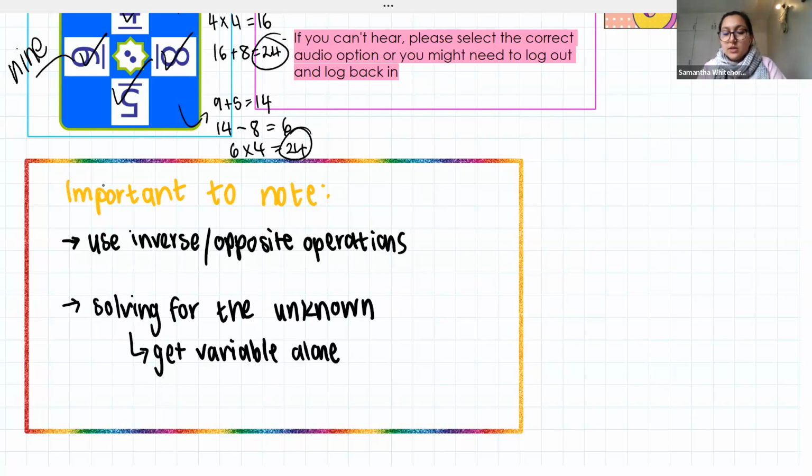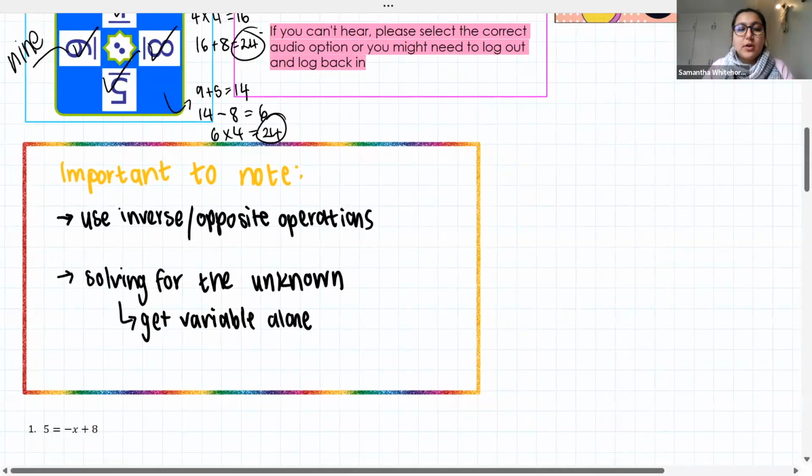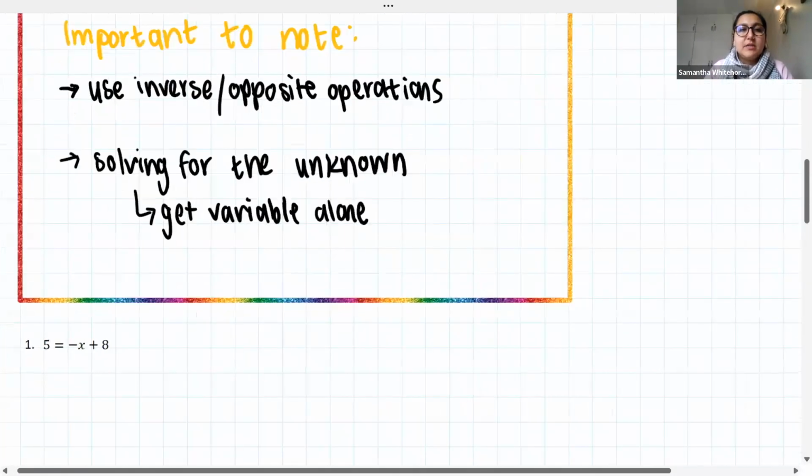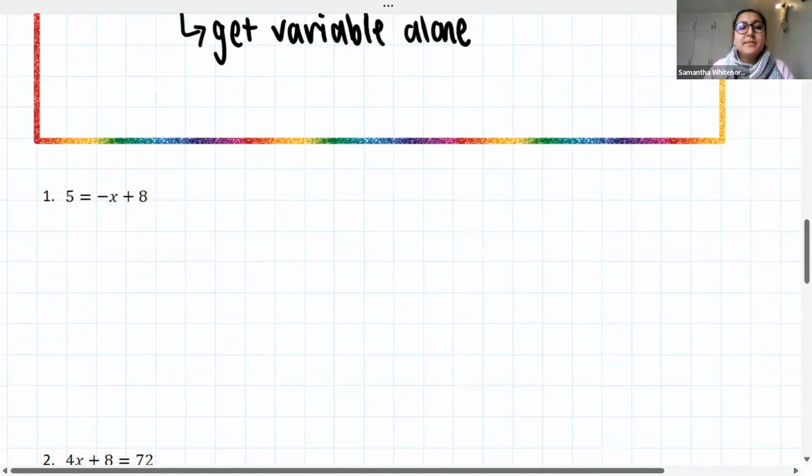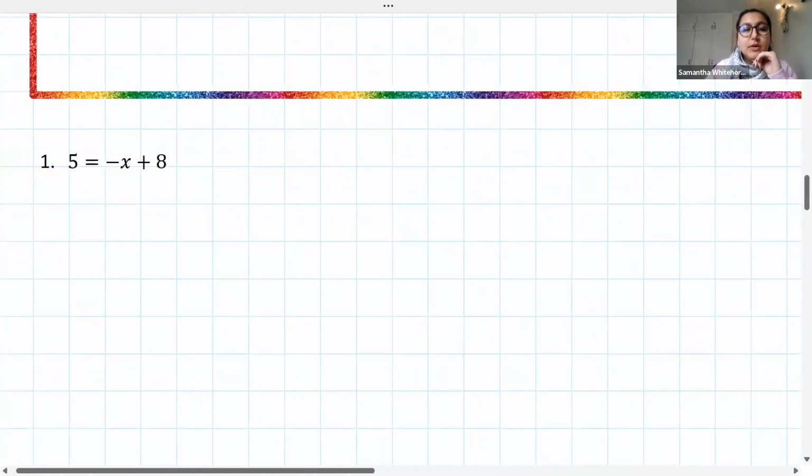All right, so guys, we know this stuff. Like I say, if you need to go back and rewatch the videos, absolutely, they're all online for you. But we're going to start going through our equations, recapping, revising, making sure that we know what's going on. All right, so our first equation we have here is 5 equals negative x plus 8.